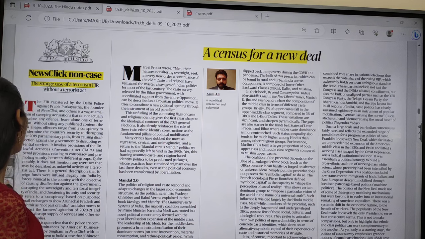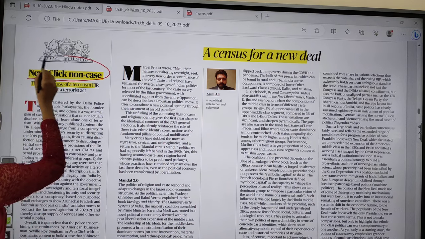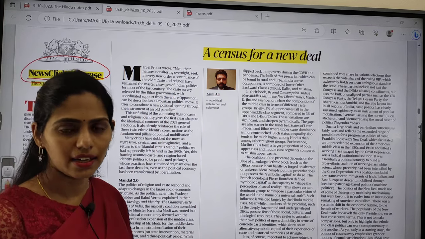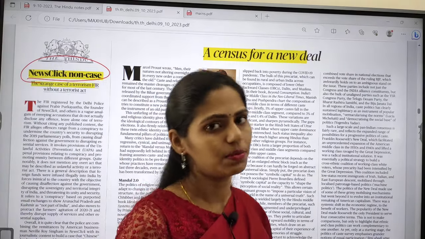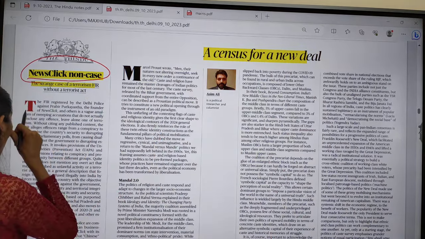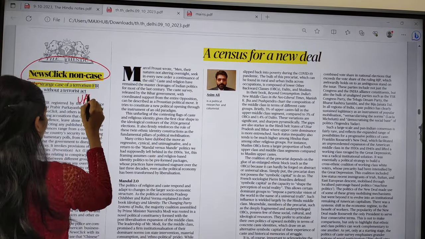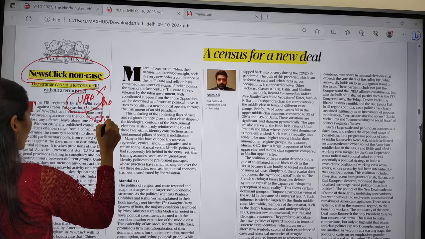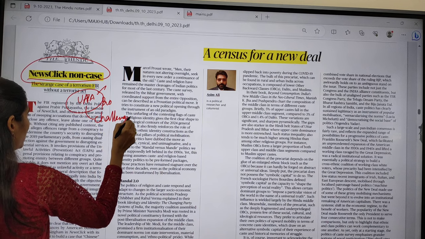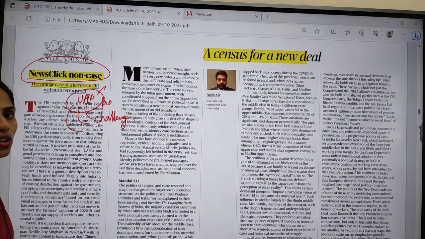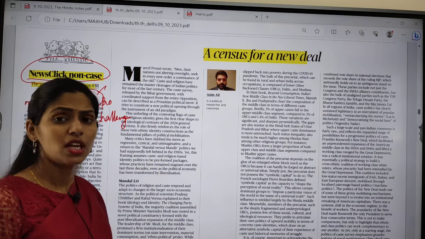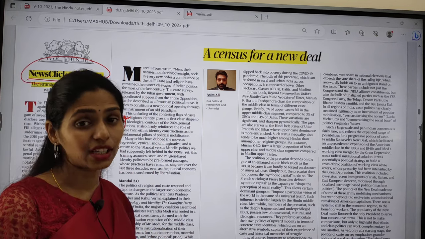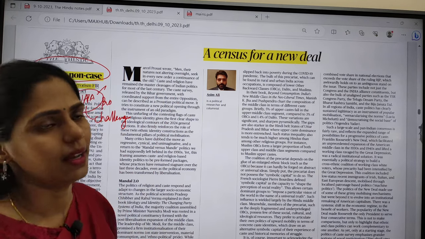So here there is one article, it is regarding the NewsClick case. So what happens to NewsClick person arrested under this Unlawful Activities Prevention Act? So here you have to know about UAPA. So what are the provisions under this and what are the challenges under this? What is the criticism or what is the way forward? So all these things that you have to know, because there is a high chance of getting question in this Unlawful Activities Prevention Act in your mains and even in your prelims.